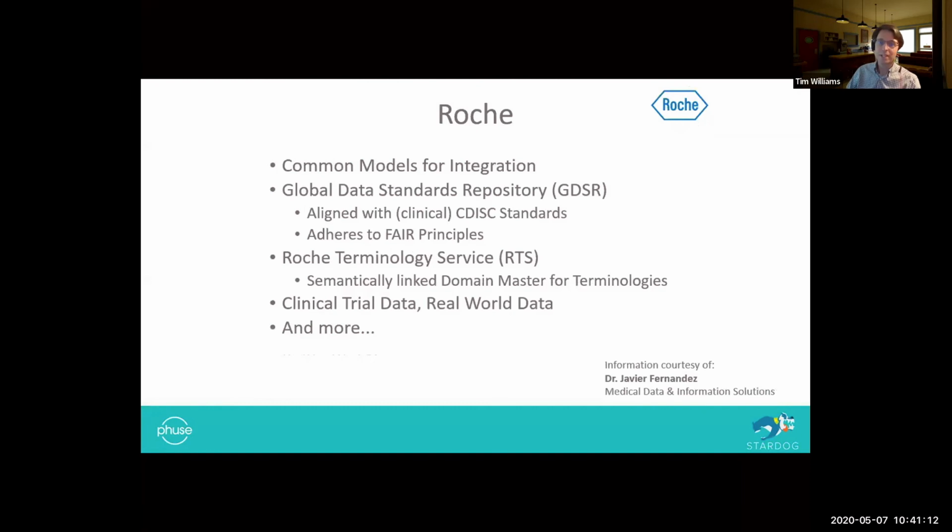Roche was an early adopter of knowledge graphs and continues to be an industry leader. They have developed common models for integration, a global data standards repository that is aligned with CDISC standards and follows FAIR principles. They have a semantically linked terminology service and are experimenting with linked data for clinical trial results, real-world data, and more.